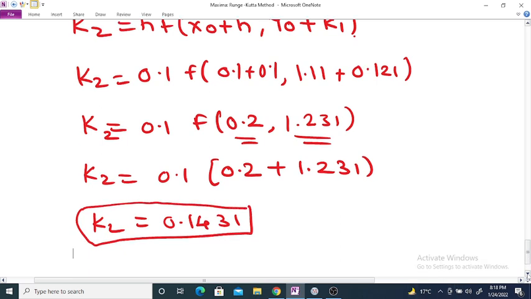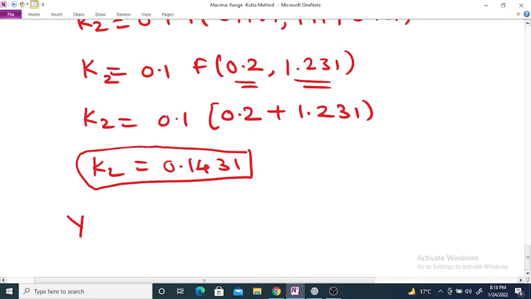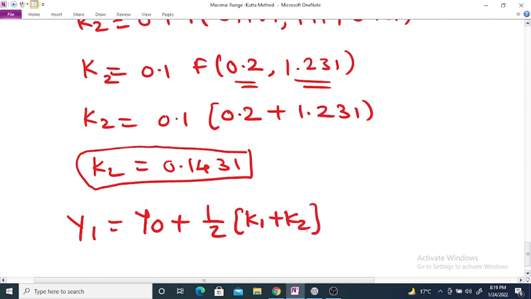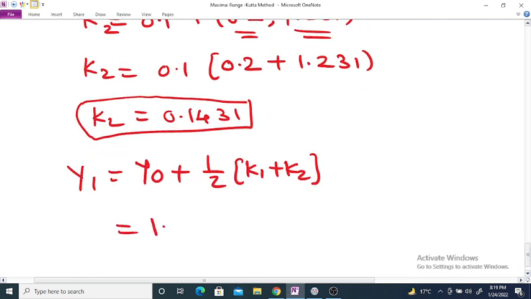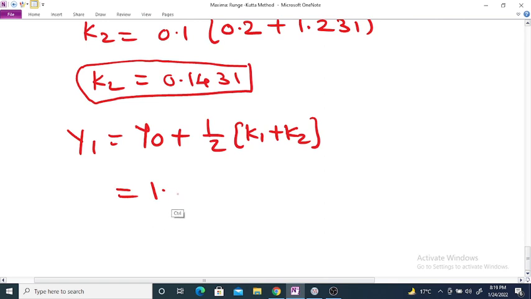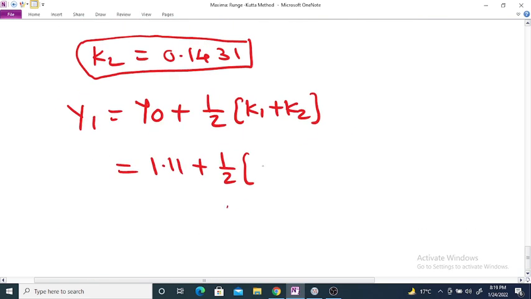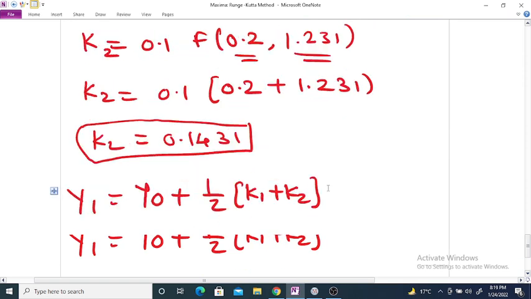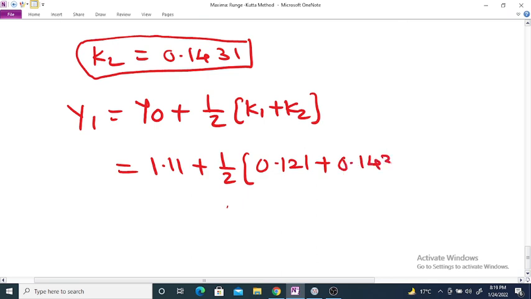Now finally, from k1 and k2 we are going to determine the value of y1 at x1, that is x0 plus h. So y1 is equal to y0 plus 1 by 2 times k1 plus k2. We assume y0 is 1.11, plus 1 by 2 of k1, which is 0.121, plus k2, which is 0.1431. If you solve this, we get y1 equal to 1.24205.